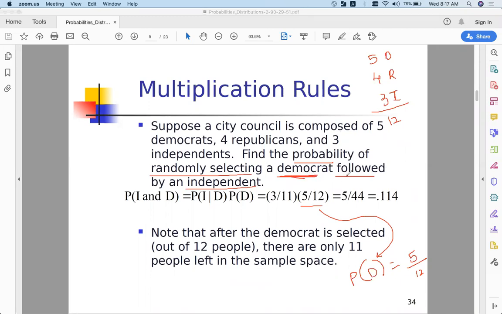Also they have told us followed by an independent. The only difference is that now P of D has already occurred, and P of I by D means what is the probability of selecting an independent given that a Democrat has already occurred. So the only difference is the denominator will become 11 and the independents are equal to 3. So that's why you get 3 by 11 multiplied by 5 by 12.